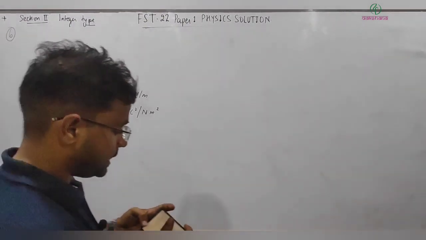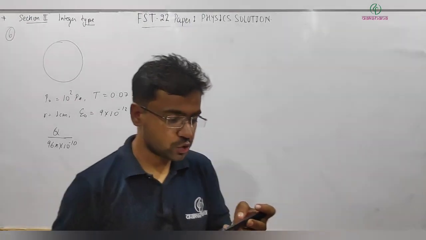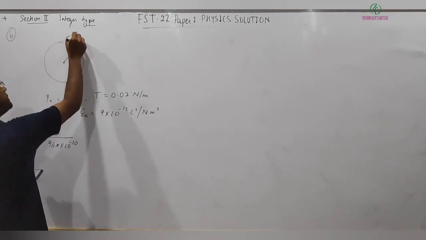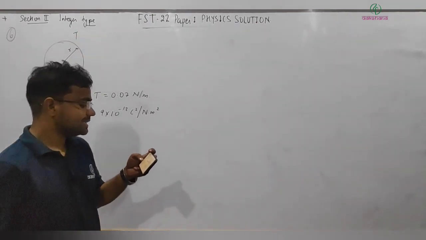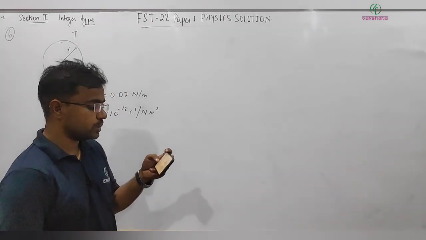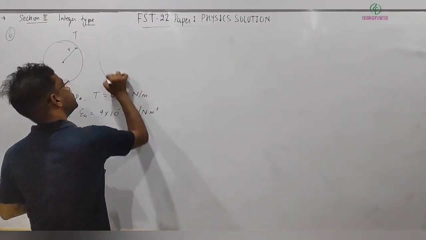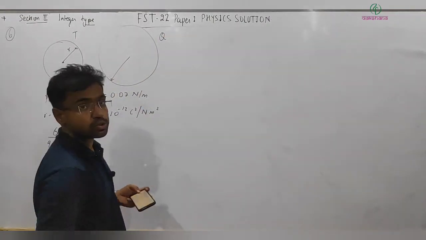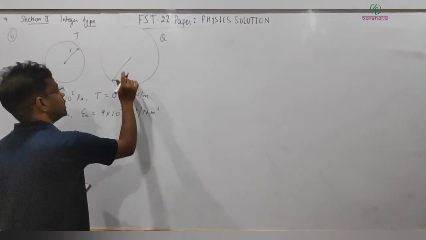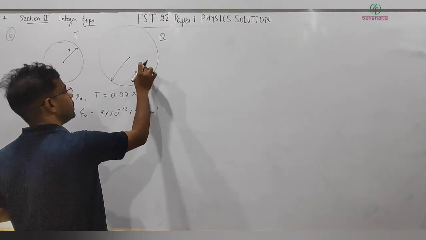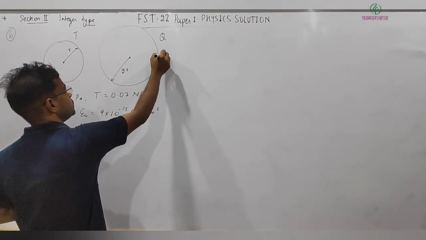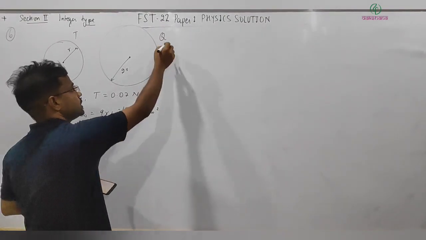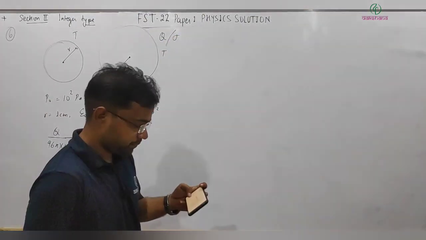Question number 6. The radius and surface tension of a spherical soap bubble are r and T. Initially the radius is r, surface tension T. Find the charge required to be given to the bubble so that its radius becomes 2r. So the charge given to it, let's say q, because of electrostatic pressure. Finally the radius is becoming 2r, surface tension does not change, T, charge given to it q, and charge density is, let's say, sigma.